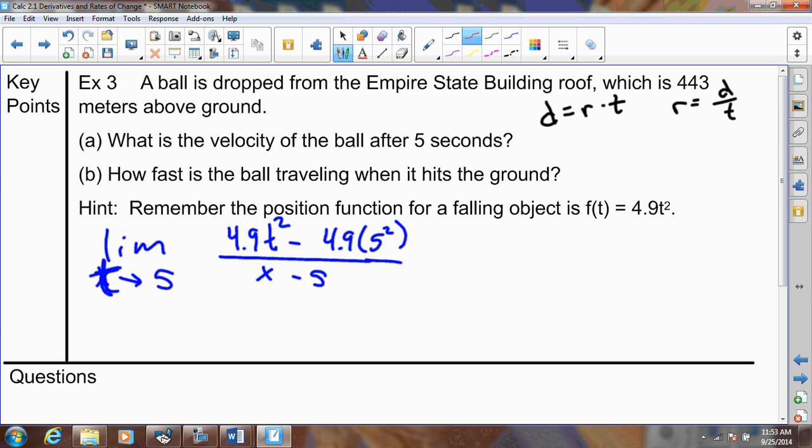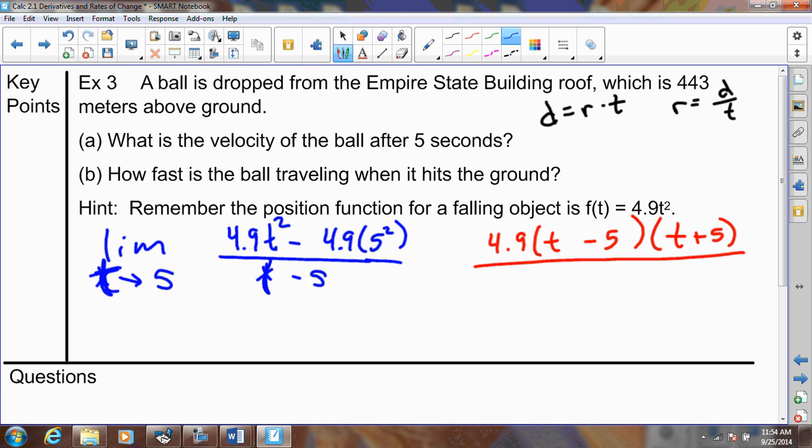I'm going to ignore the limit for now and just note we could factor out a 4.9 from the numerator, which leaves behind t squared minus 5 squared. Why would I want to leave it that way? So we could see it as a difference of squares, a piece that would factor as t minus 5 times t plus 5. You see it? Yes, I did not do that one yet. Thank you for pointing out, Scotty. I needed to switch that to a t as well, that way my variables are matching up. But then I've got t minus 5 in the denominator.